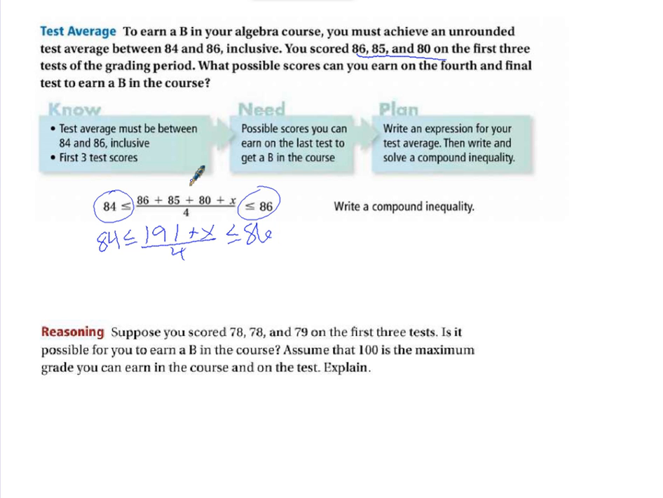Because right here I'm trying to find the average. This is the average test score here. I want my average test score to be between 84 and 86 so I get that B. Okay? So I'm trying to calculate the average right here. To calculate the average, you add up all the test scores and then divide by the number of test scores that you had. Well, these are my test scores. I don't know this one yet. And now I'm going to divide by 4, the number of test scores. Okay. So we've combined like terms. Now I want to get X by itself somehow. How do I get X by itself?